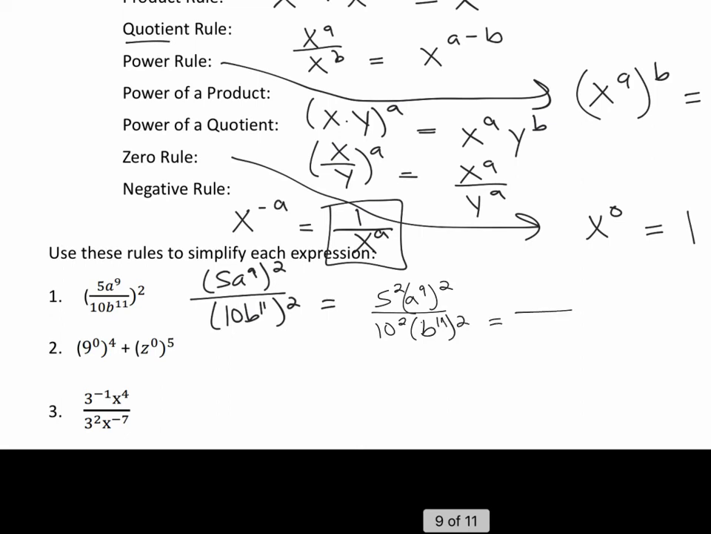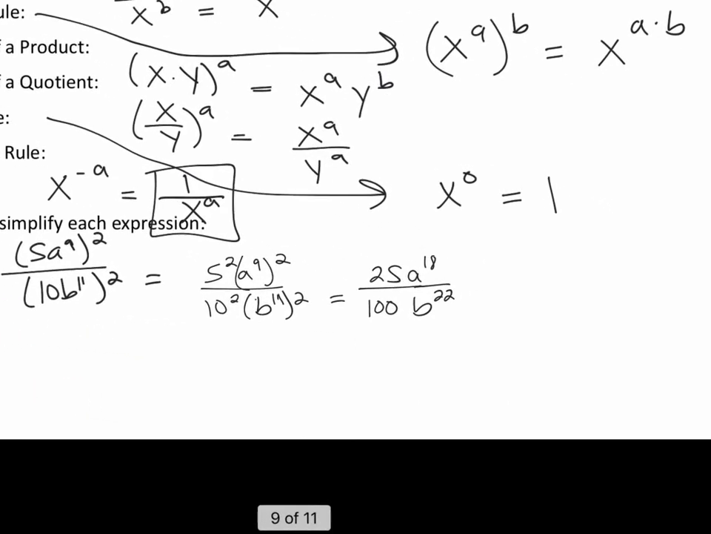Okay. So in the numerator, 5 squared is 25. a to the 9th to the 2nd is a power rule. I'm going to multiply 9 times 2. That's 18. In the denominator, 10 squared is 100. And we have another power rule, so b to the 11 times 2 is 22.